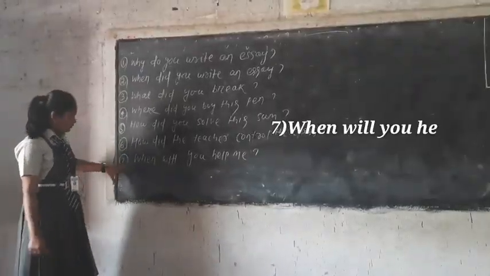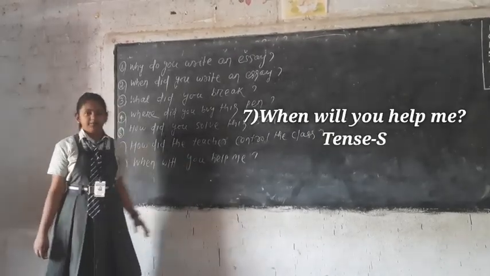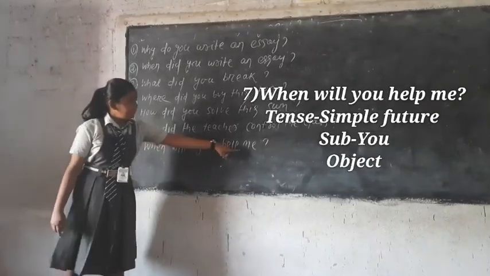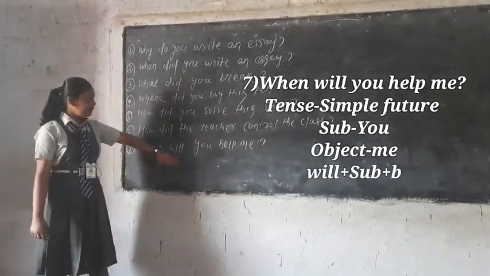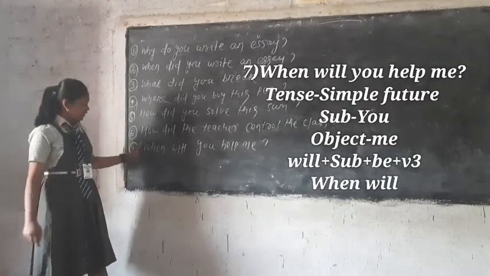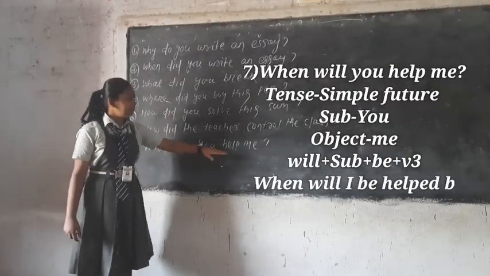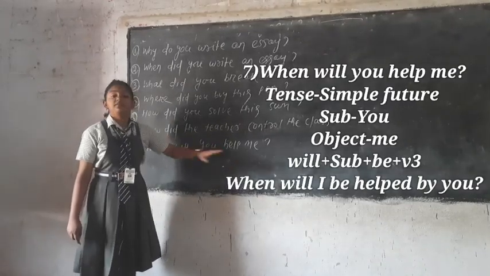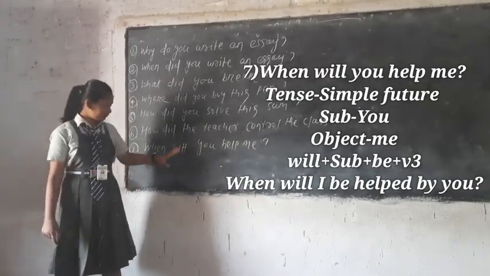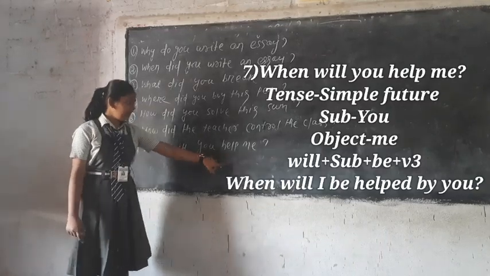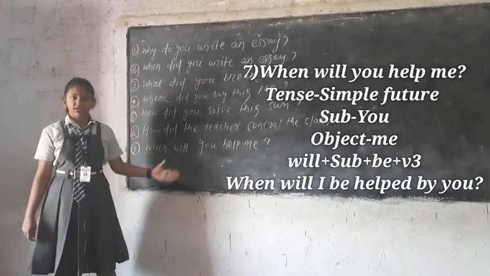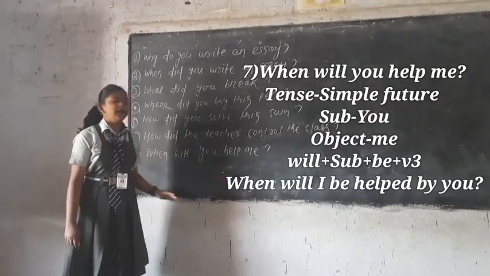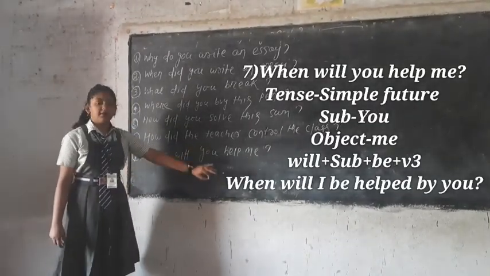Next, the 7th question. When will you help me? This sentence is in the simple future and me is the object here. It becomes I in the passive voice. When will I be helped? Be will be added in the passive voice, and help becomes helped, the verb 3 form of help. When will I be helped? By agent, that is by you. You is the subject here. It will change into by agent in the passive voice, that is by you.